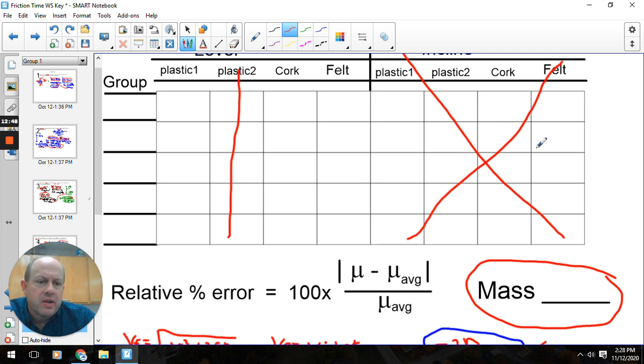Feel free to clean up the data tables. You can make a new one if you want, because you had a time and a distance, solved for an acceleration for each one, and you had a mu for each one, and then you're going to have a relative percent error for each trial.